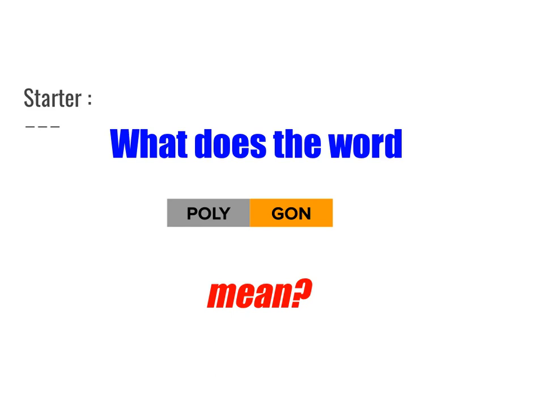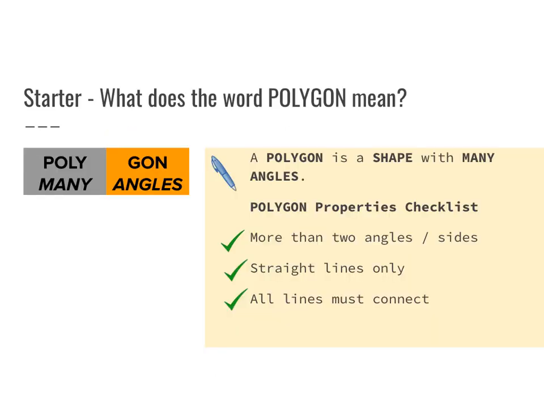Alright, let's see what that means. Now, poly means many and gon means angle. So, a polygon simply means a shape with many angles. In order for us to know whether a shape is a polygon or not, there are a few properties that we need to know. Number 1, a polygon has to have more than 2 angles and sides.